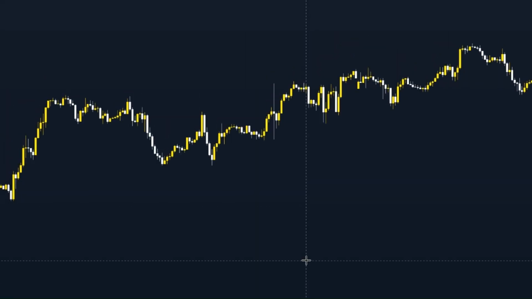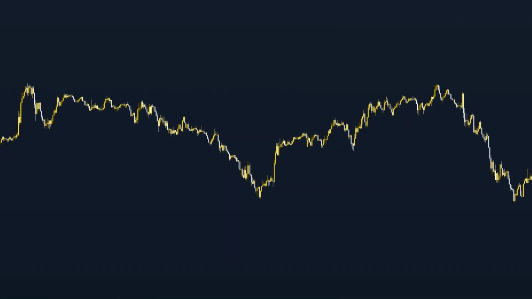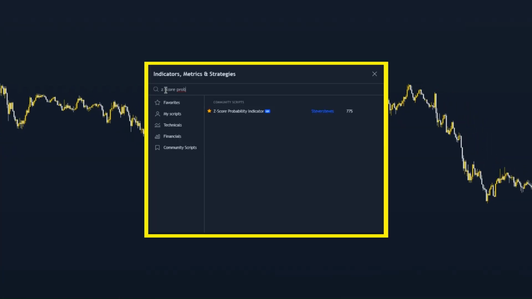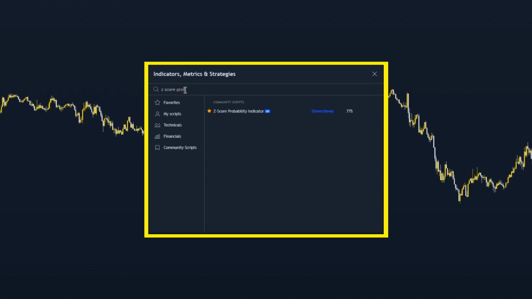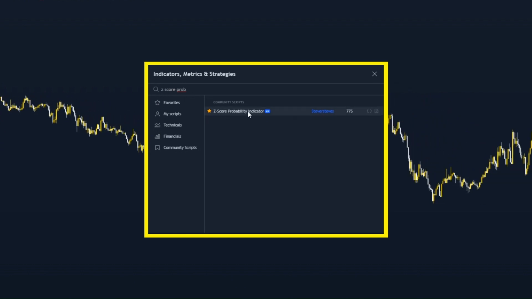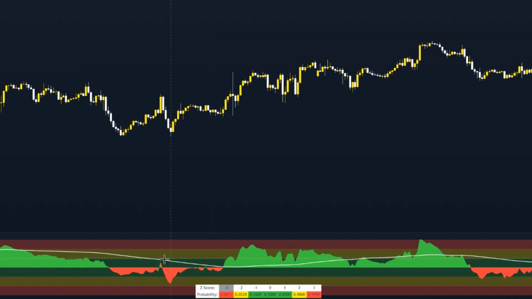Okay, so we're going to add two indicators to our chart. The first indicator, just click up here, and we're going to type in Z-score prob for probability, and it is this Z-score probability indicator by Steves. Add that one to your chart and it should look something like this.